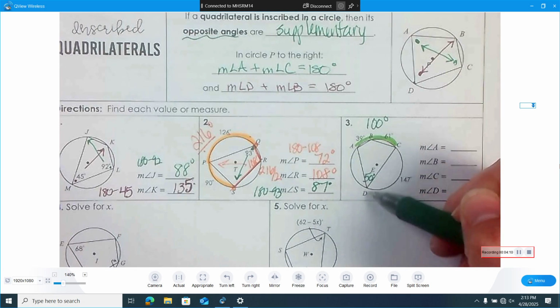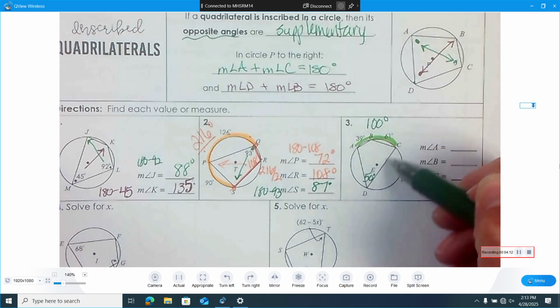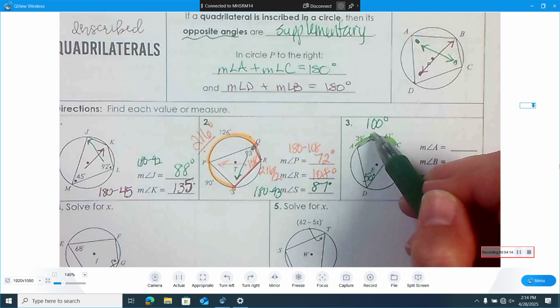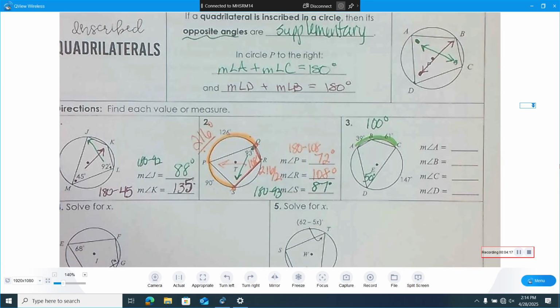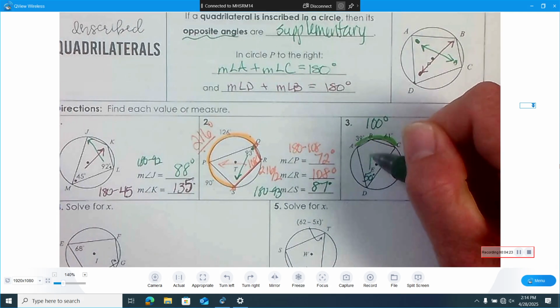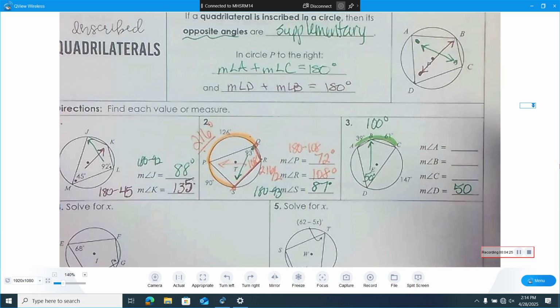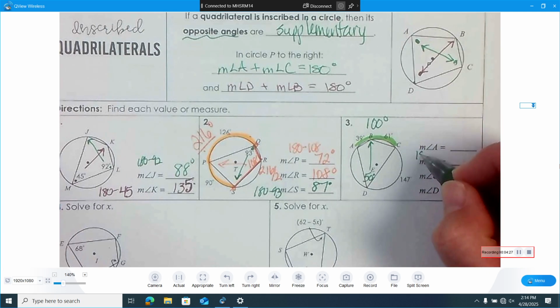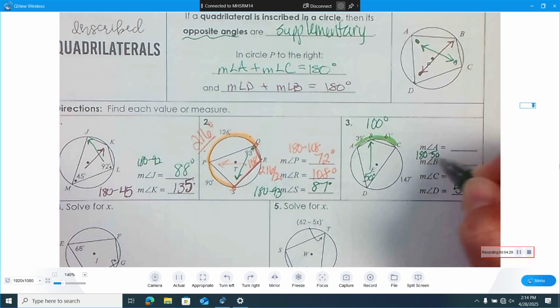We have an inscribed angle right here. Angle D is 50 degrees, half of its intercepted arc. All right, angle D is 50. That helps me get what? Angle B. Angle B, sure. Its opposite angle would be 130. 180 minus 50 is 130 degrees.